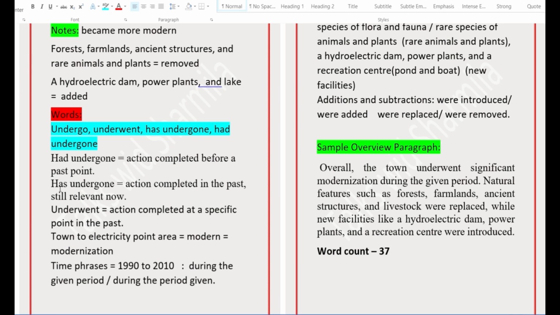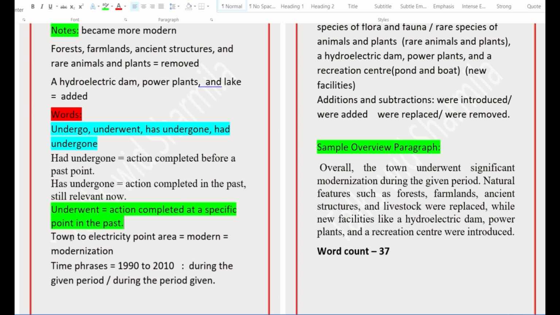The next one is has undergone, which is speaking about an action completed in the past, but it is still going on. The simplest one is underwent, an action completed at a specific point in the past. So what are we doing? We are using this word in the answer now, which is underwent. Don't use any other verbs here which will lead you to grammar errors. So it is only the word underwent.